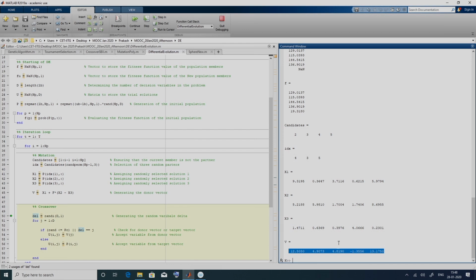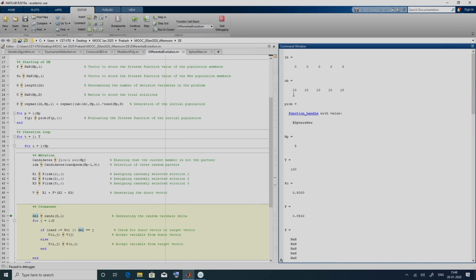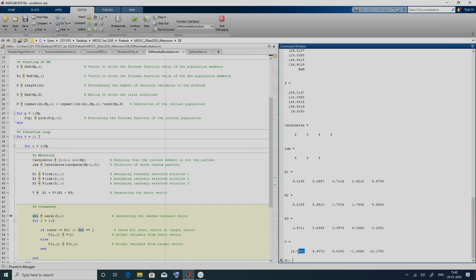In this case it is not in the bounds, our upper bound is 10, right. The donor vector's first variable, fourth variable and fifth variable are not in the bounds, but we will not be bounding them, right. Now, we need to perform the crossover for the first solution itself.